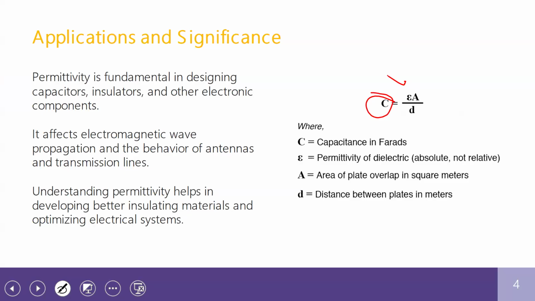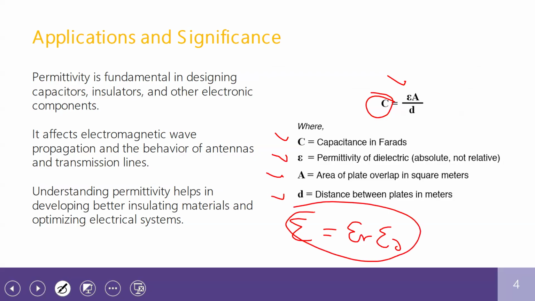You can see C here stands for capacitance in farads. And then we have epsilon, which is the permittivity of the dielectric or absolute permittivity. And we have the area, and then we have the distance. So we should understand that this permittivity is very, very important. And of course, we are going to use these formulas in solving so many problems, including the first formula, where the absolute permittivity is equal to relative permittivity times permittivity of free space. We are also going to use this formula to solve some problems.